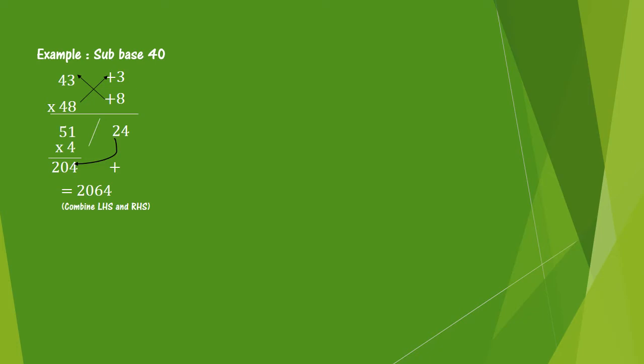Now let me show you this method in another example where the subbase is 800. Let's take 788 into 790. 788 is less than 800 by minus 12. 790 is less than 800 by minus 10. So we'll be doing this multiplication in two parts. On the right hand side we will multiply 12 into 10, we get 120. Now this is a positive number because minus into minus gives us a positive figure. That is why we are writing it as 120.